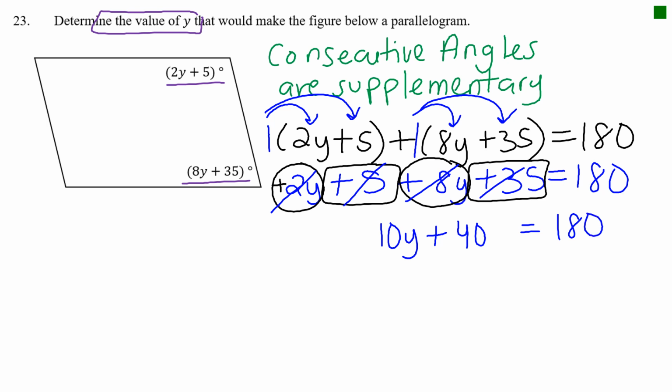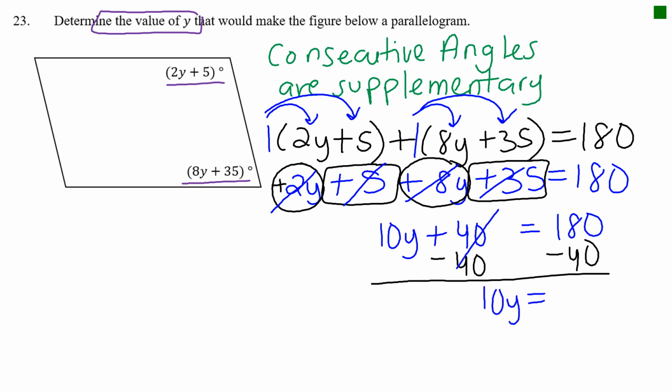Okay? Step 3 is to add or subtract. All my variables, all my y's are on the left side, leave them there. I want to get rid of the constant 40 to the right, so it's positive, so I'm going to subtract from both sides. On my left, 40 minus 40 is 0, so I can bring down 10y equals, on the right, 180 minus 40 is going to give us 140. Okay? Variables are on the left, constants are on the right.